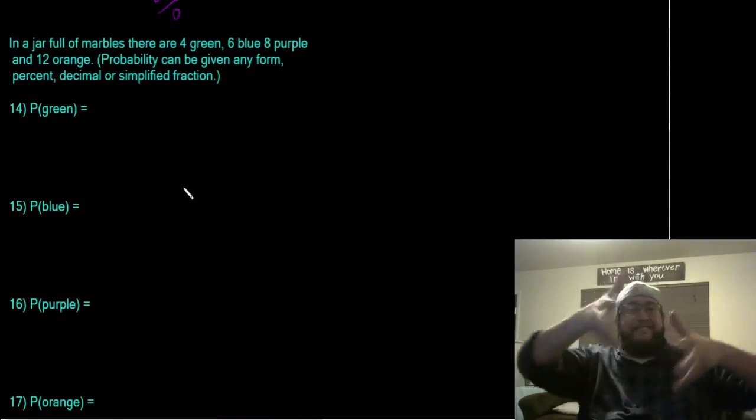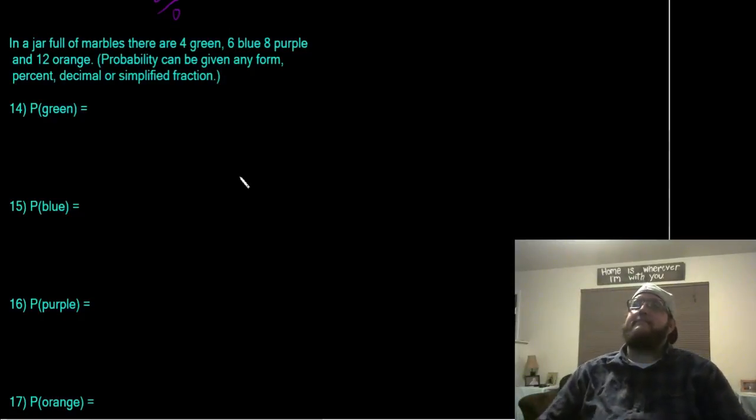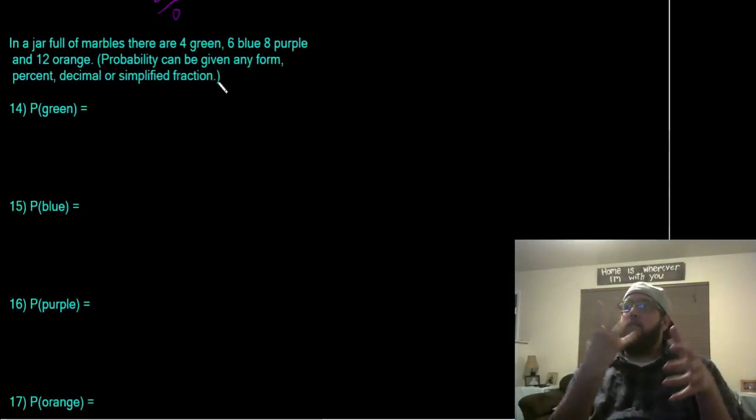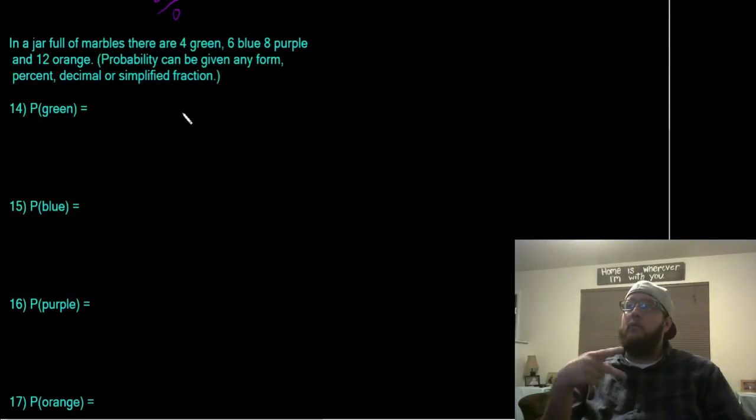Alright, the next one. In a jar full of marbles, there are 4 green, 6 blue, 8 purple, and 12 orange. Probability can be given in any form, percent, decimal, or simplified fraction.